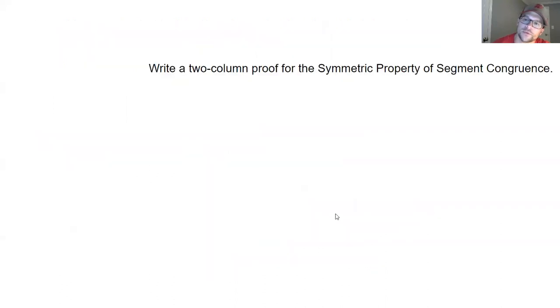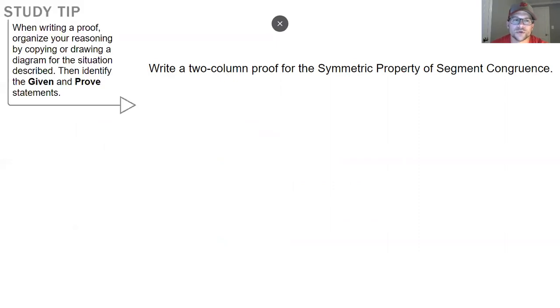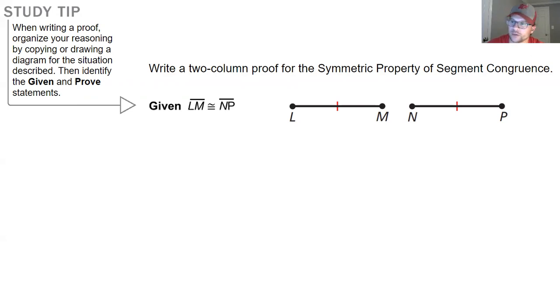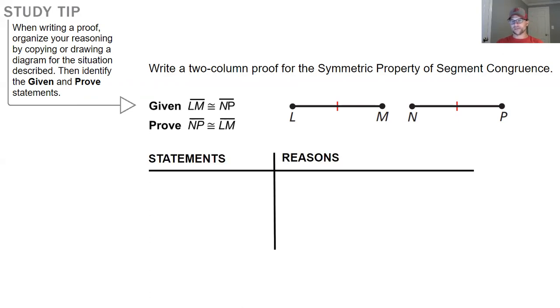Okay, write a 2-column proof for the symmetric property of segment congruence. So usually when you're writing a proof to organize your reasons, again, draw your diagrams for the situation that is described. Always identify what you are given, what your starting point is, and what you need to prove by the end. So let's say you have 2 different lines, LM and NP, and they are congruent to each other. That could be your given information. And you need to prove that NP is congruent to LM. That is the symmetric property, where you are just changing the order of the 2 sides.